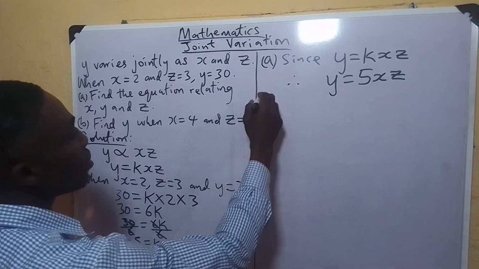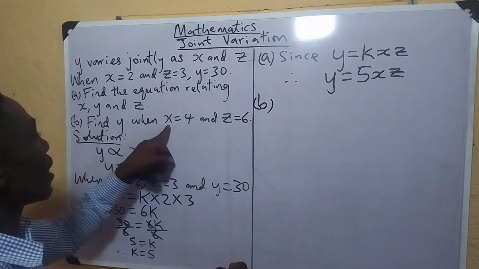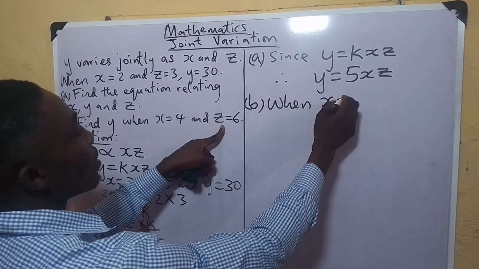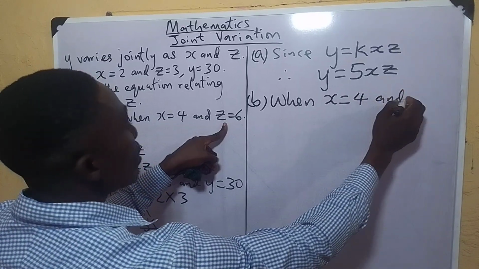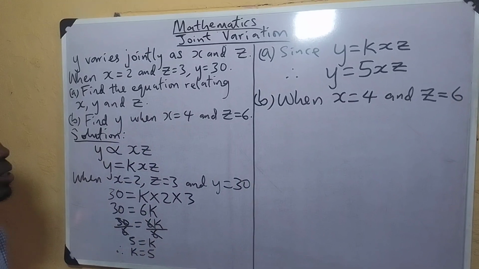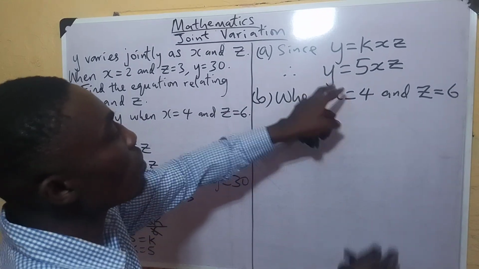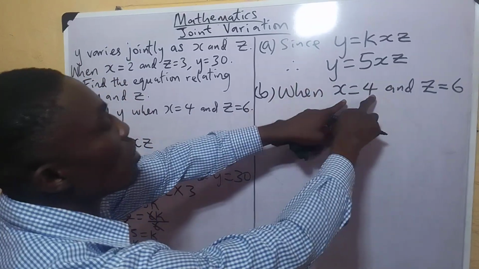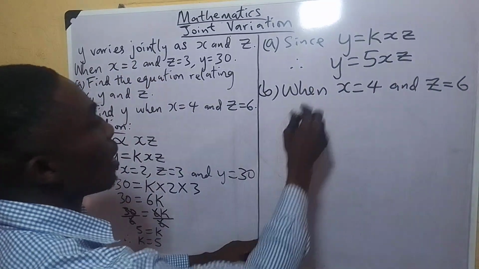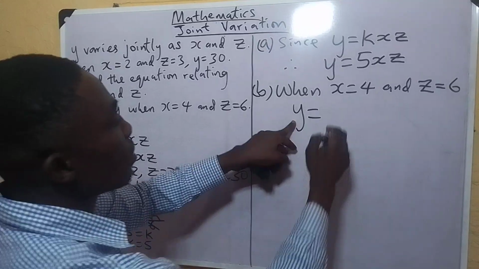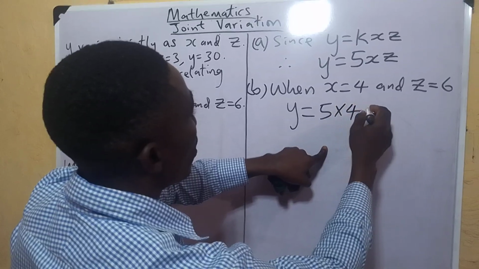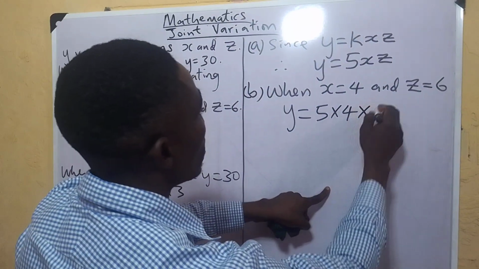The second one now says we should find y when x is equal to 4 and z is equal to 6. We now say when x is equal to 4 and z equals 6, what is y? So for us to find y, we have to use this equation relating them and substitute 4 as the value of x and 6 as the value of z. We now have that y is equal to 5 times 4 times 6.